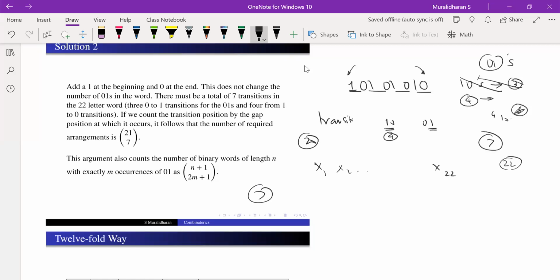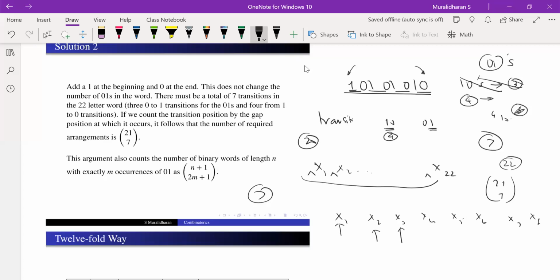Suppose I know that the transitions happen either here or here or here, like that. So out of these 21 steps, I have to choose 7 of them and say that they are the transitions. For instance, let us take this example. I have my 1, 2, 3, 4, 5, 6, 7, 8 symbols. Where all the transitions happen, I have a transition here, here, here. All of them are transitions.